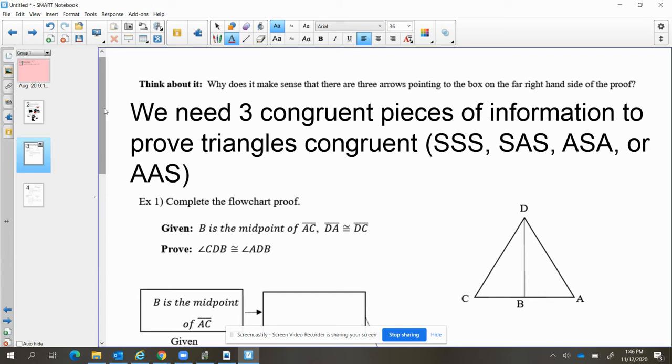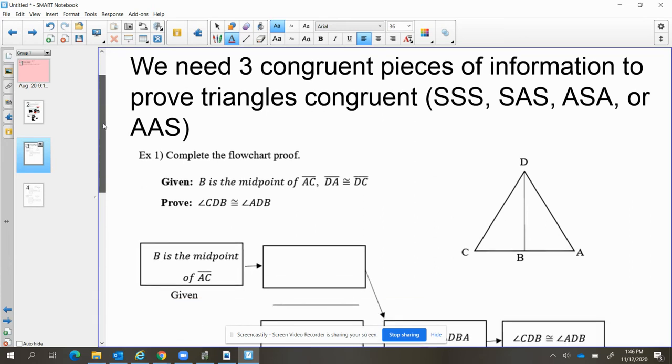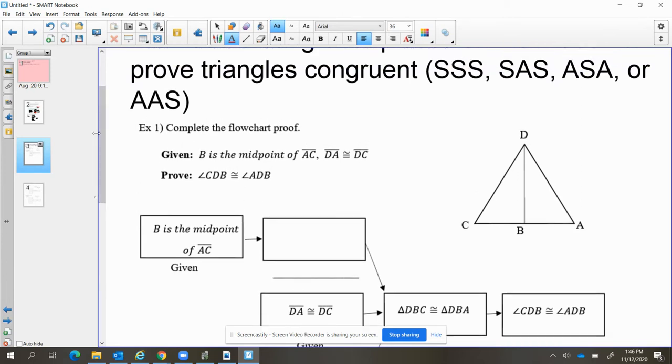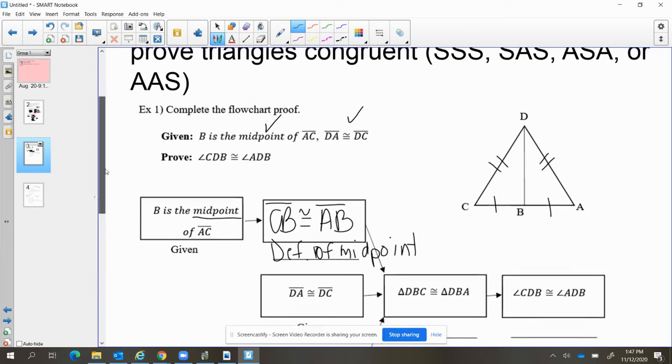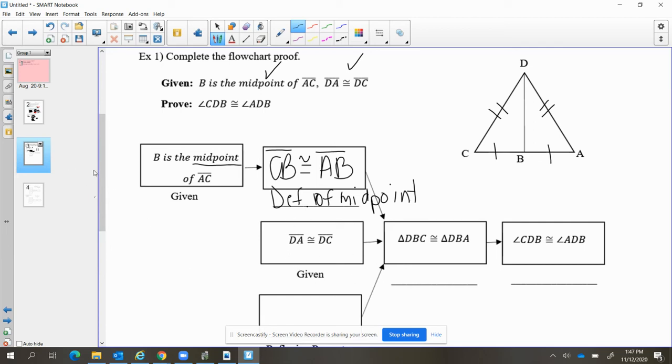Okay. So we have another example here. And when we look at this next proof, it's kind of that same idea. We're going to start here with B being the midpoint of AC. So from there, we know if B is the midpoint of AC, we can conclude that CB is congruent to AB because of the definition of a midpoint. Now, beyond that, we also were given that DA is congruent to DC. And we know that was also given to us. So that was filled in.